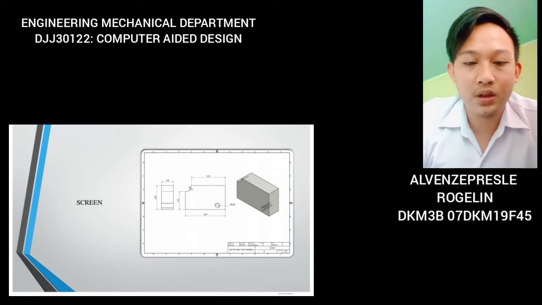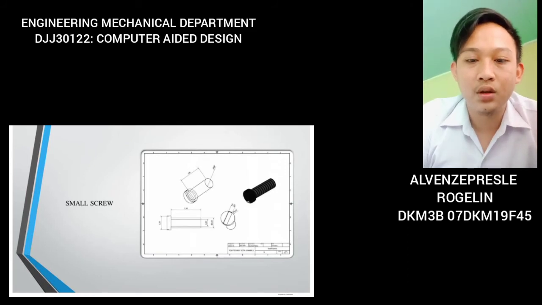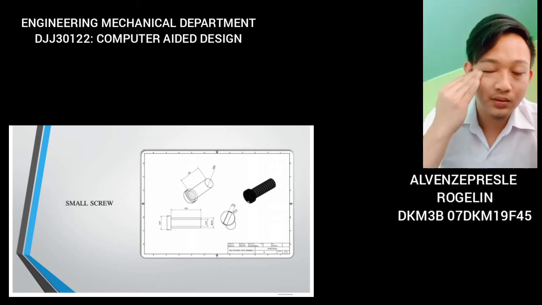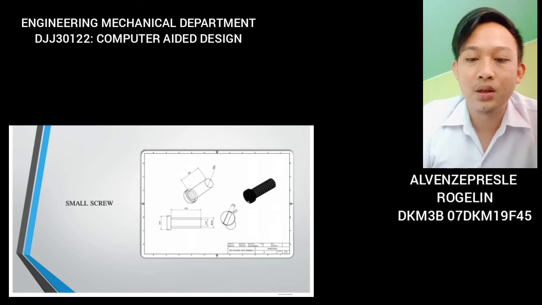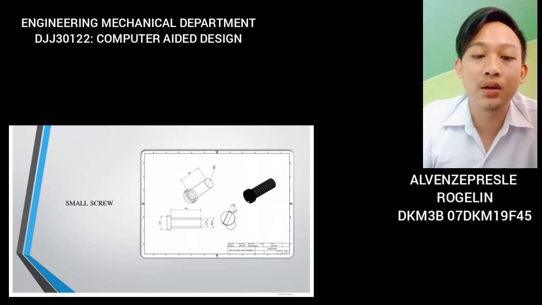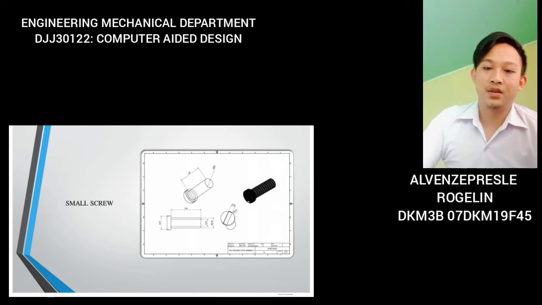And the next part is a small screw. At the upper part, the small screw has 0.70 diameter, and the lower diameter is about 0.50 diameter, and the height of this small screw is 1.5 millimeter.